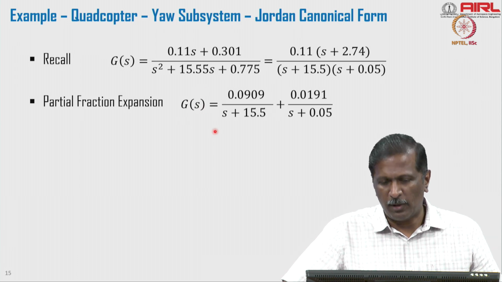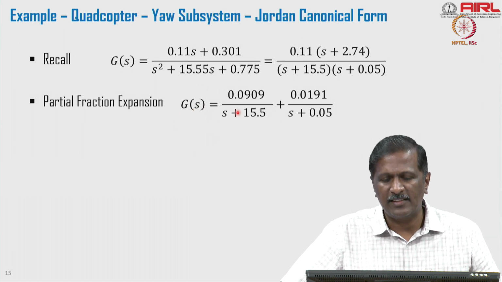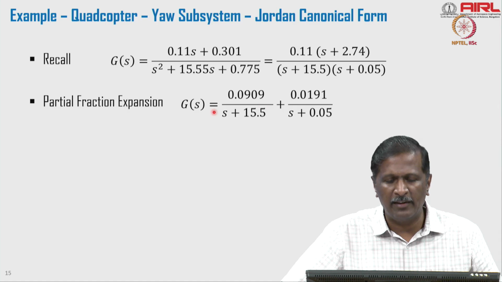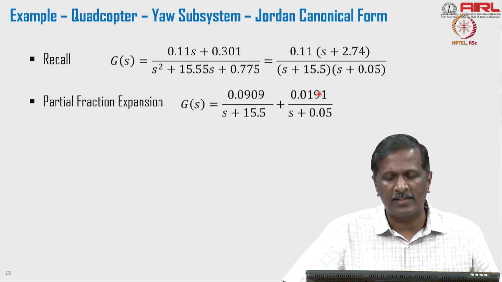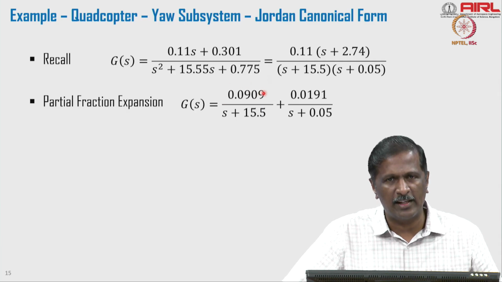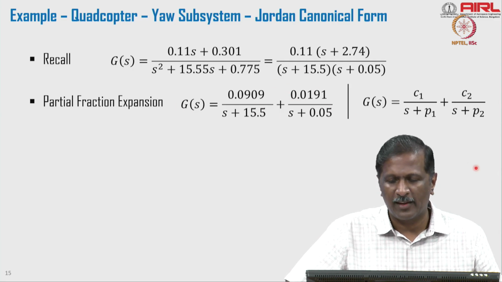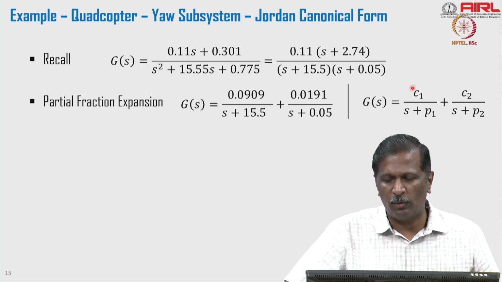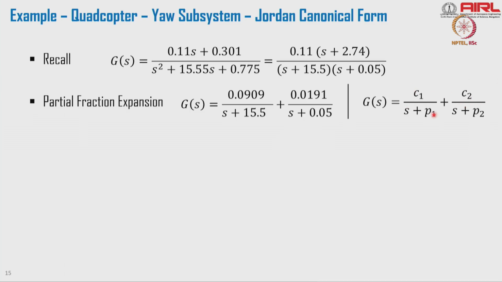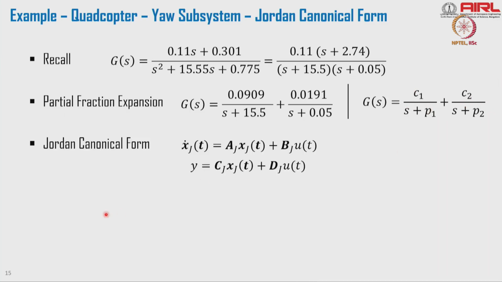So I'm doing a partial fraction again. The G of s, I'm trying to represent as 1 by 15.5 plus C1 by this, C2 by this. C1 is nothing but 0.0909, C2 is 0.0191. So I can represent them in a form like this, right? So we know now what is C1, what is C2. We know the pole locations. We can write directly in a Jordan canonical form.